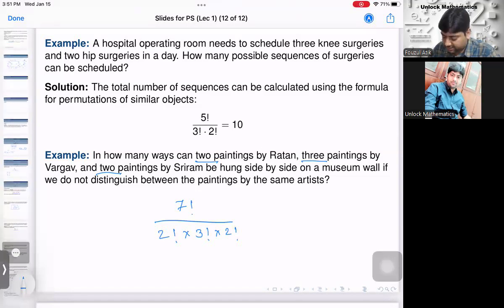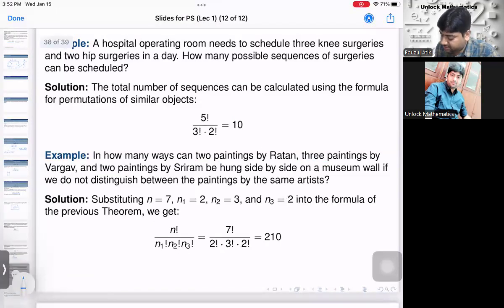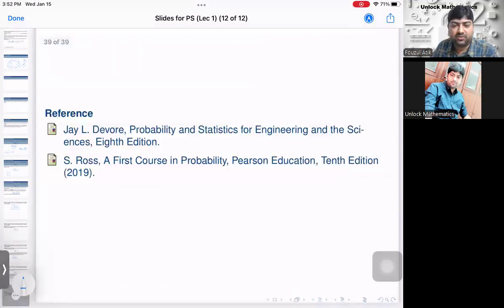I hope you understand. So let me finish the content. That is what we have discussed. And most of the content we have taken from this book of this lecture. I hope you enjoyed the lectures.